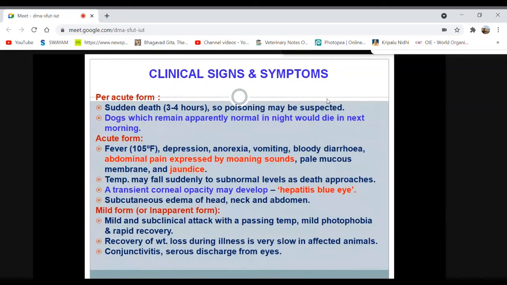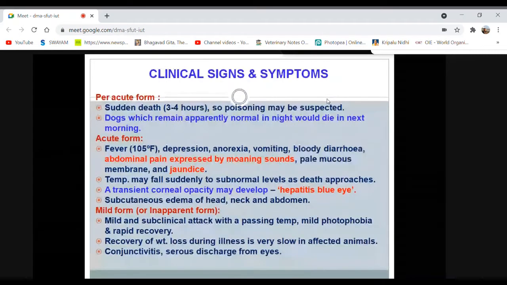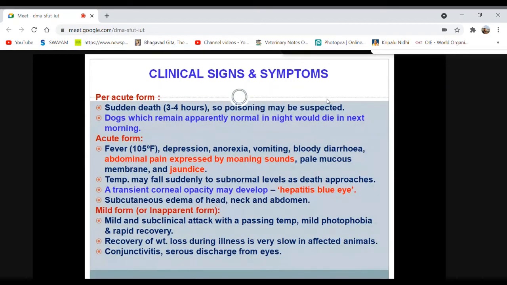Then the temperature may fall suddenly to a subnormal level. And there is a transient corneal opacity, as I was talking about corneal edema. Some edematous fluid accumulates in the cornea, in the epithelial layer and in between. In that case, they show corneal opacity, and it turns blue in color. That is known as blue eye condition or hepatitis blue eye. I will show you on the picture after this.